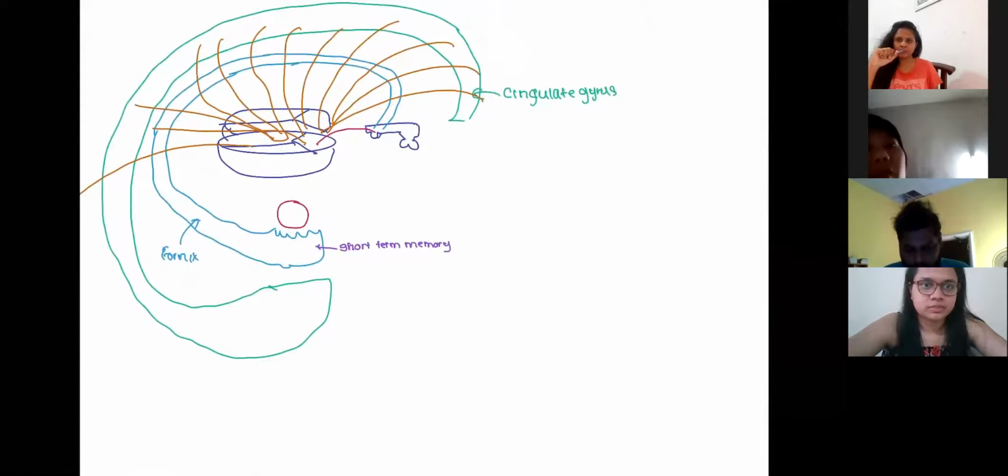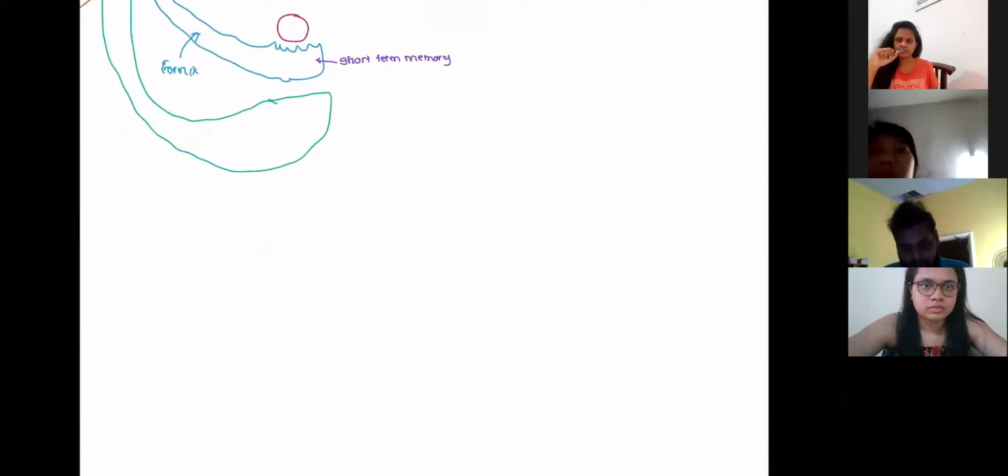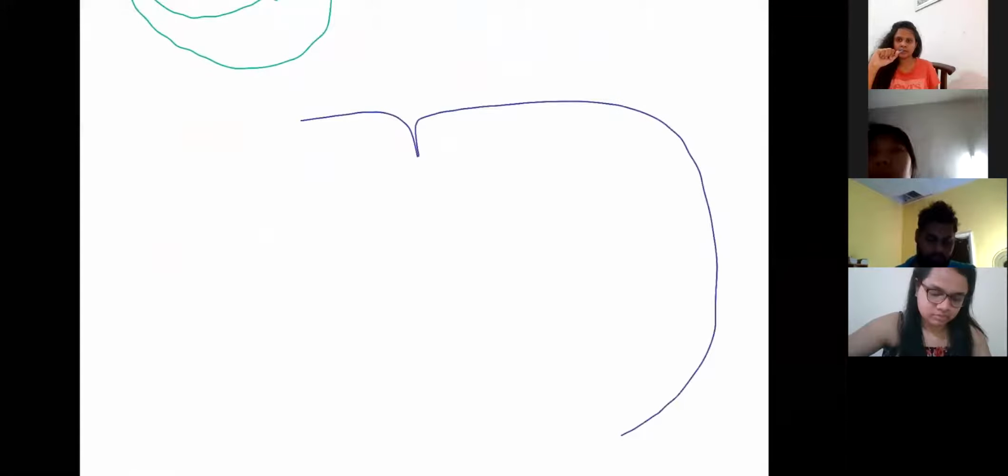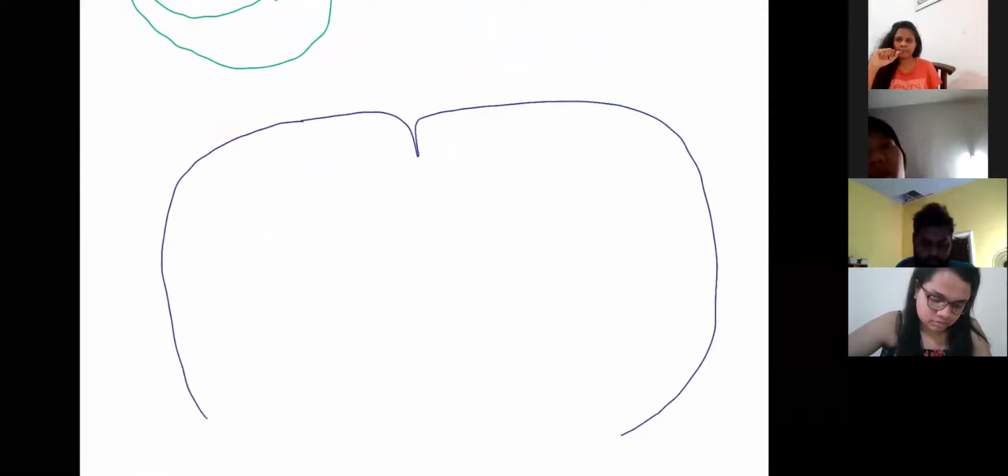So these are the basic anatomy structures. Oh yeah, spinal cord, very important. I need to talk about the spinal cord. This is the spinal cord.